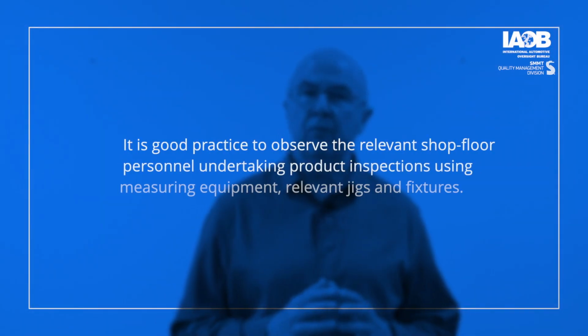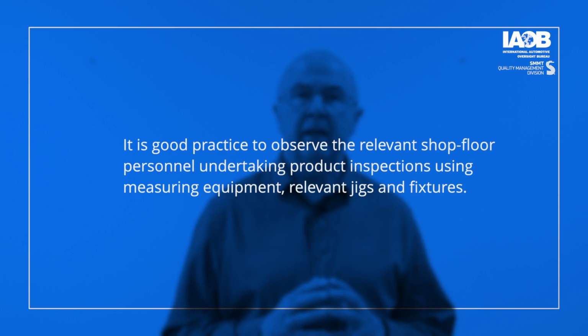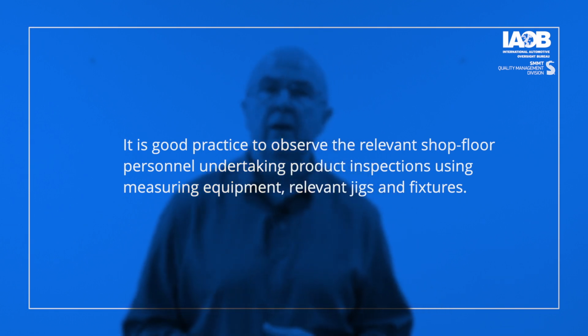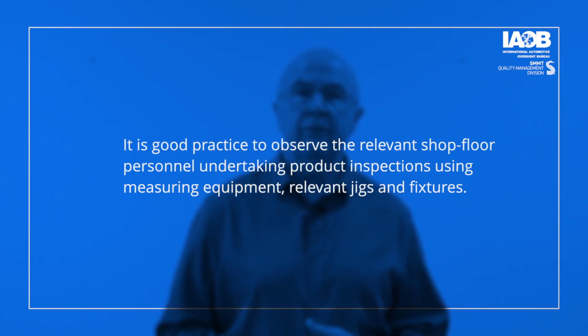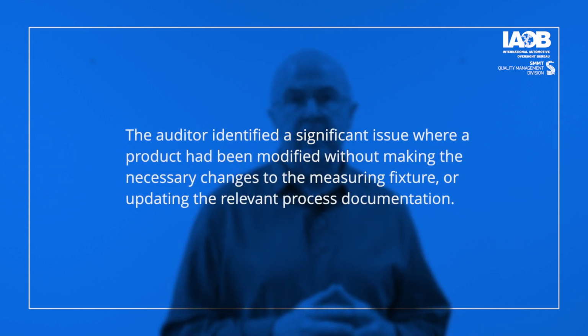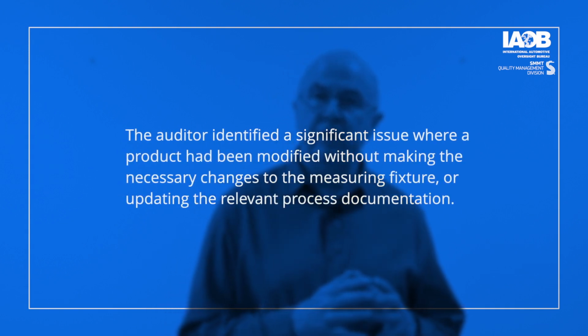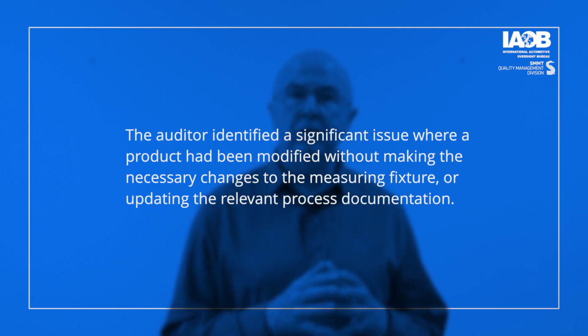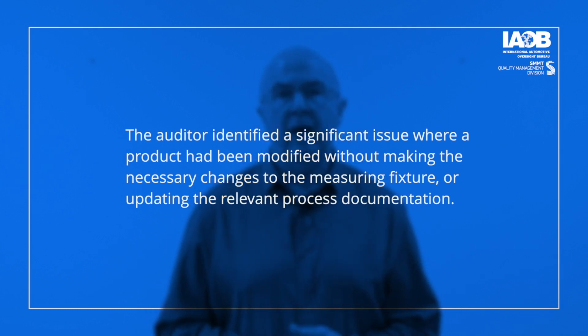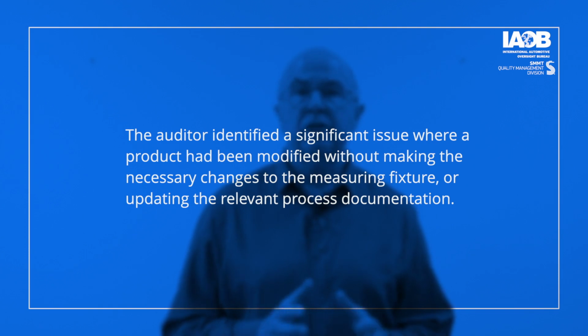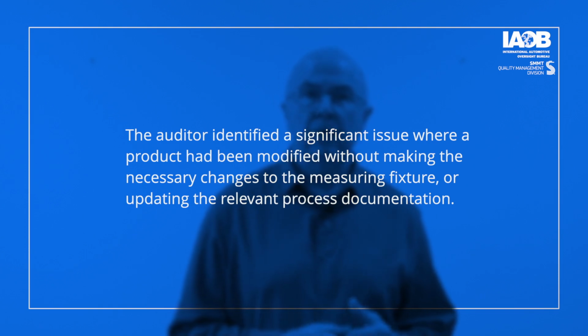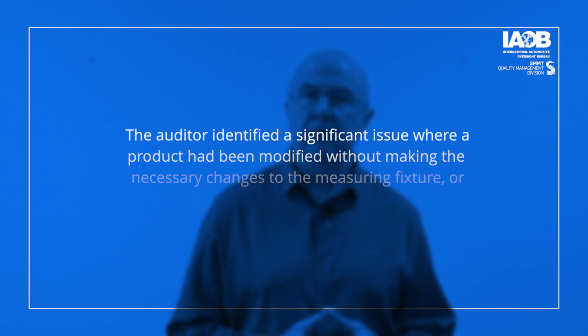It is good practice to observe the relevant shop floor personnel undertaking product inspections using the relevant measuring equipment, the relevant jigs, or the relevant fixtures. In this video, by doing this, the auditor identified a significant issue where the product had been modified without making the changes to the relevant measuring fixture or updating the relevant process documentation.